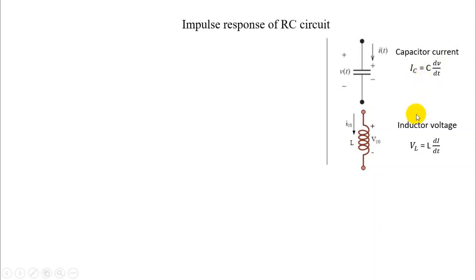through the capacitor. In a similar fashion, to determine the voltage of an inductor, the voltage at the inductor is L di by dt, where i is the current passing through the inductor. This is the indication of current entering that point, which is the positive terminal of the voltage across the inductor. So by this basic law, we can determine the capacitor current and inductor voltage.